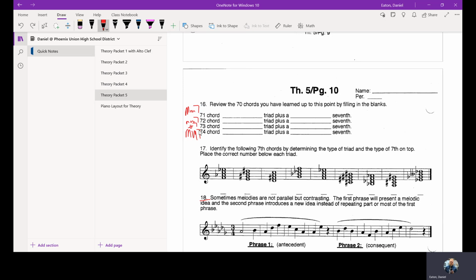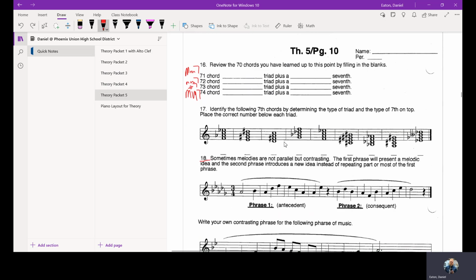Minor. What kind of 7th is it? Minor. Skipping over to 7-4, what kind of triad is this? Major. What kind of 7th chord is it? Major. For 7-3, what kind of triad is it? Diminished. What kind of 7th is it? Minor. So I just told you the answers for those, but still fill in those answers here and here.